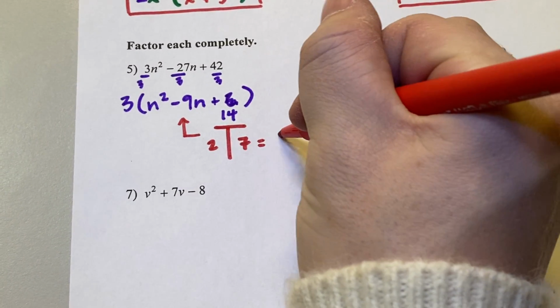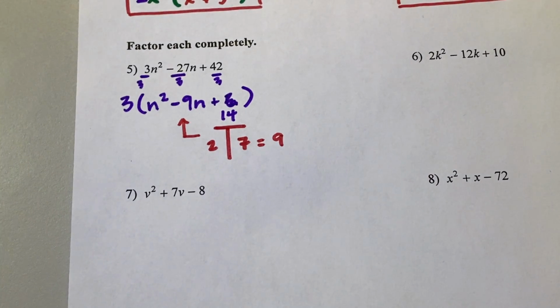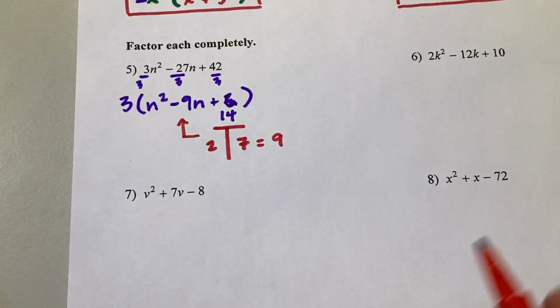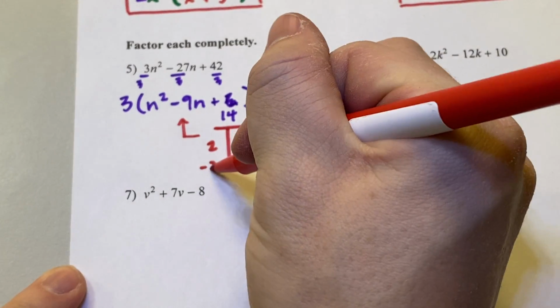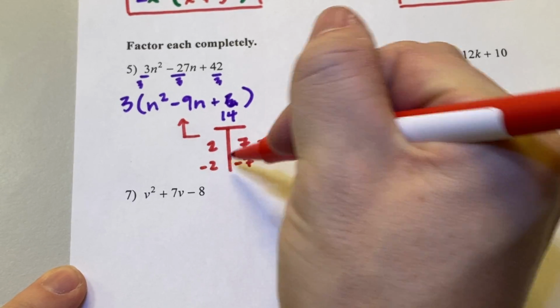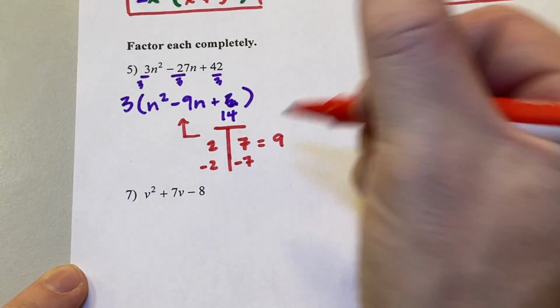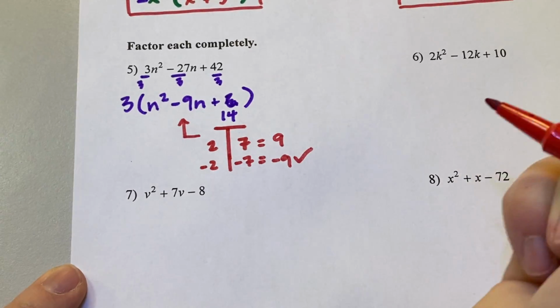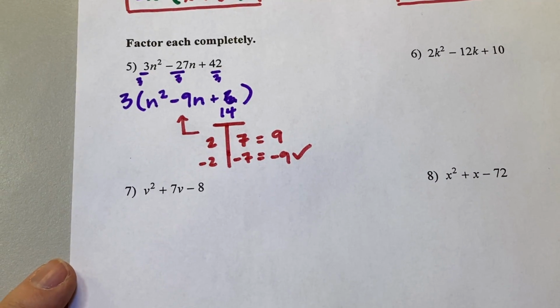9. Positive 9. Ooh, so close. Are we looking for positive 9? Negative. So what do we need to do to that 2 and 7? Negative 2 and negative 7. Oh, you guys are so good. So now it becomes a negative and a negative, which will still give me that positive 14. Negative 2 minus 7 more gives me that negative 9 I'm looking for. Booyah.